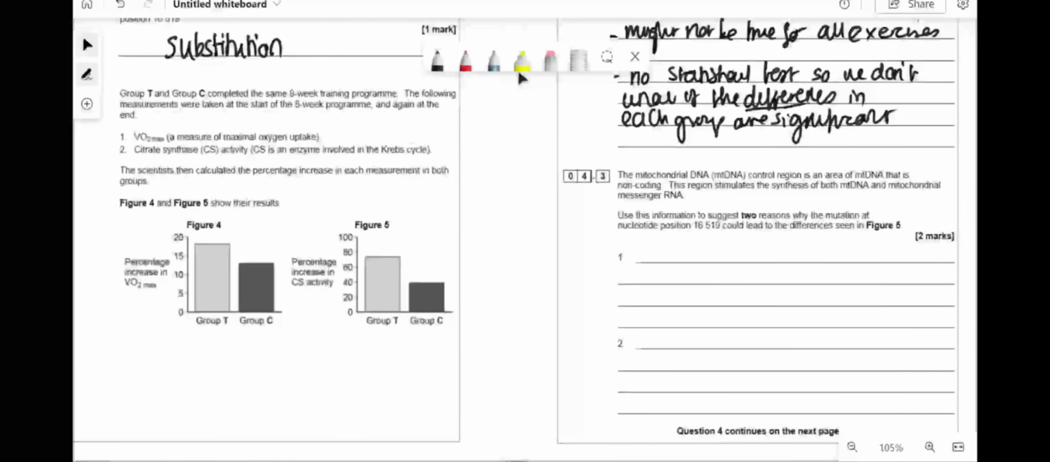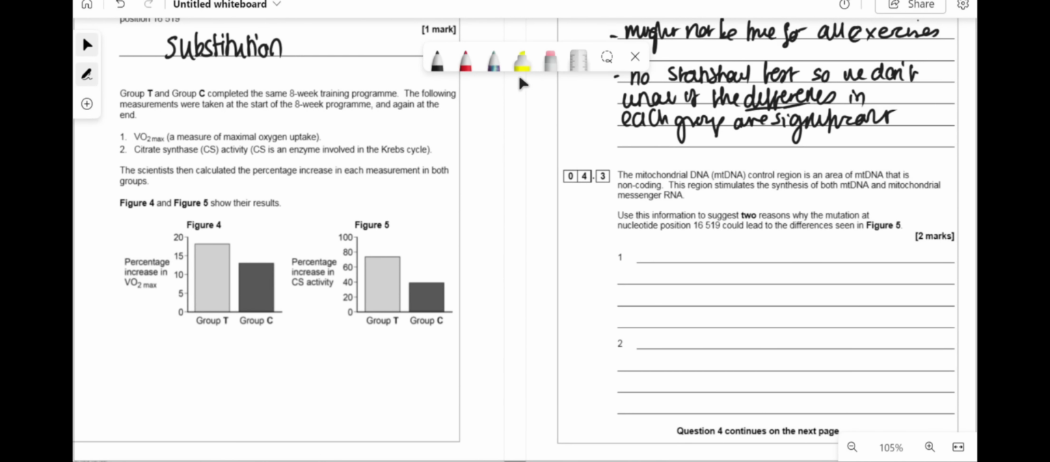Because statistical tests check correlation, they can check differences between two groups, and they can also check differences between expected and observed results. We are comparing two different groups and two different factors, so we're looking to see if there's a difference between group T and group C, which would involve using the t-test.